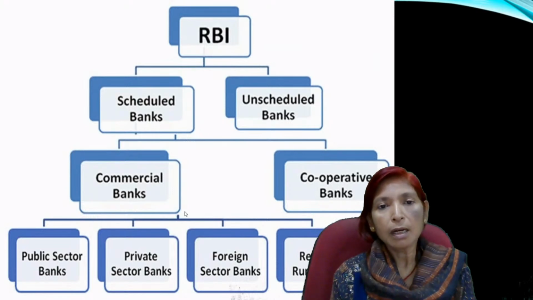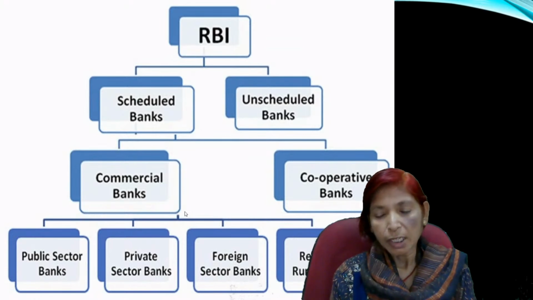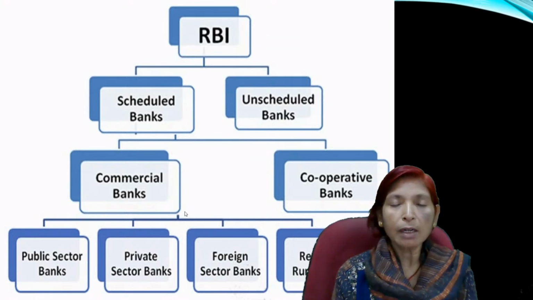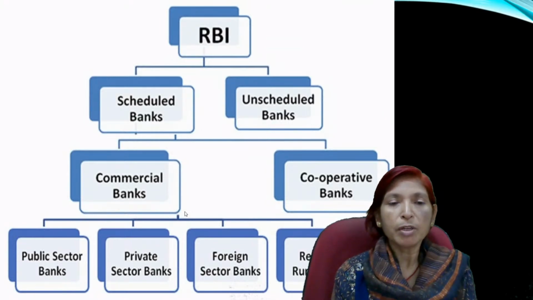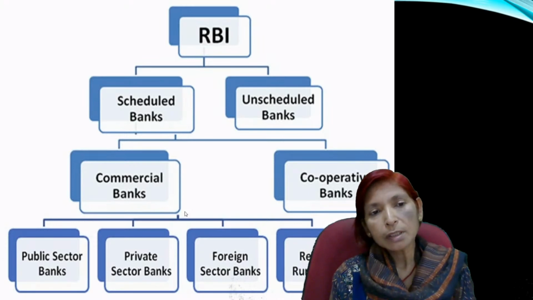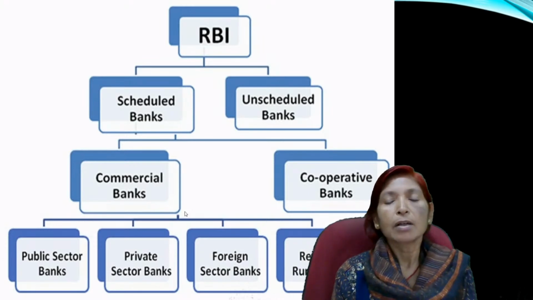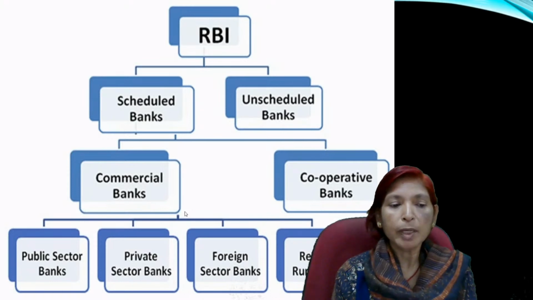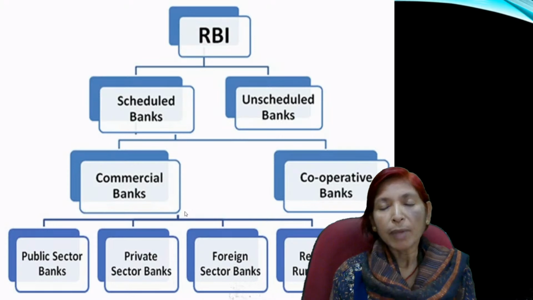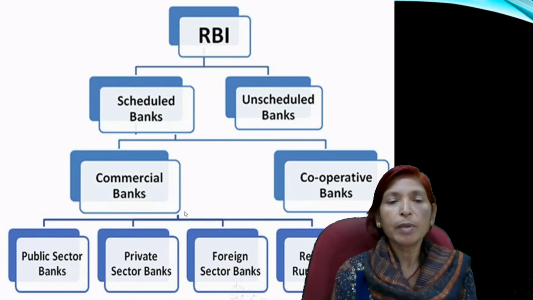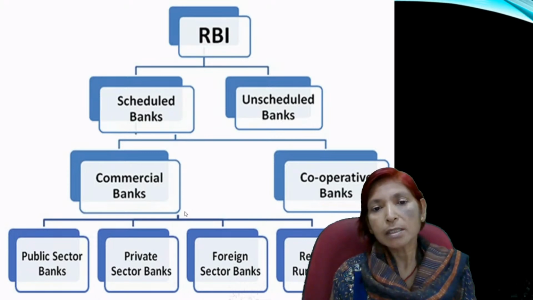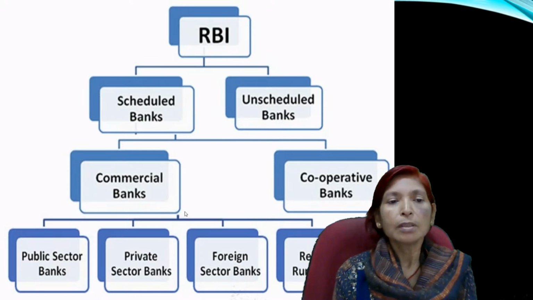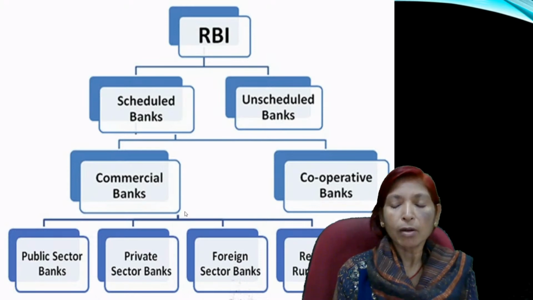So these are the different categories of banking system in which RBI fully controls all types of banking system, either scheduled or unscheduled. In scheduled, commercial banks and cooperative banks are controlled by RBI. Commercial banks may be private sector banks, government sector banks, foreign banks, and regional rural banks. All banks are controlled or managed by the Reserve Bank of India.